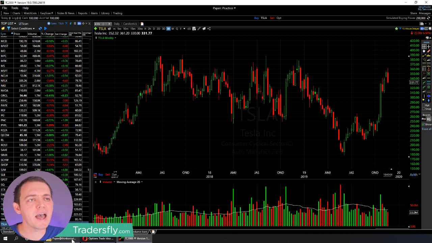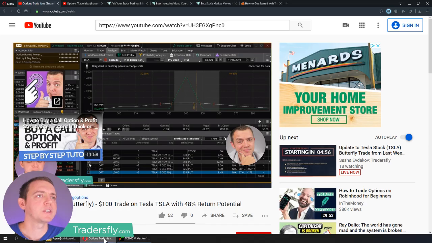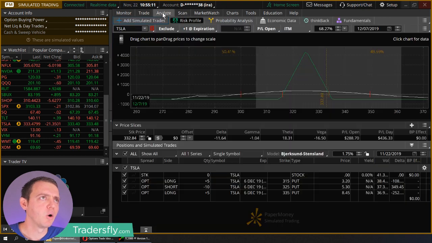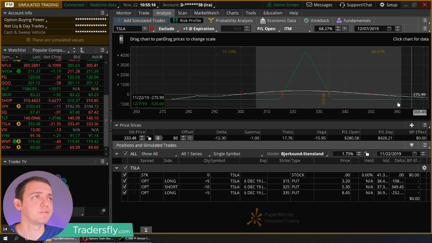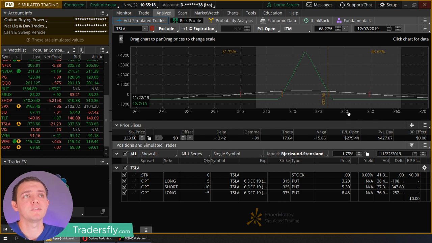So with that being said, when we put that trade on, the whole point was really to profit from a downward move. We put it on for 525, meaning we used $525 of capital.